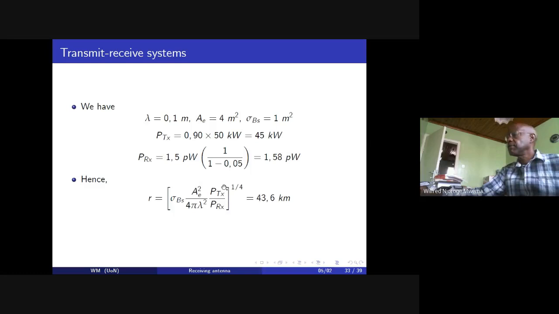And therefore, we use this value and this value to compute the longest distance that this system can be used to detect that object. And once we plug those things in here, we get a value of 43.6 kilometers. Therefore, if you are going to use this, the object has to be 43.6 kilometers away from you.